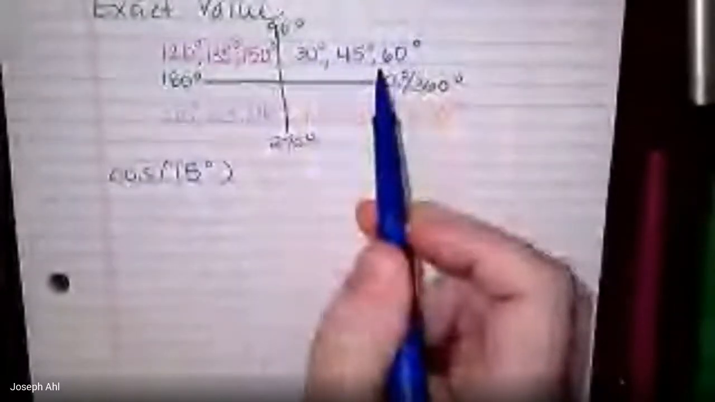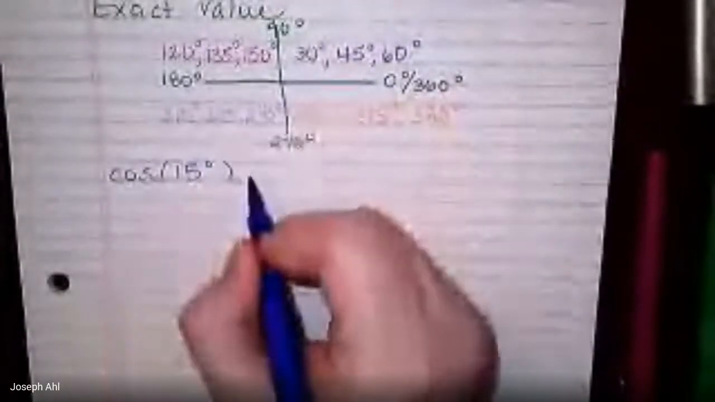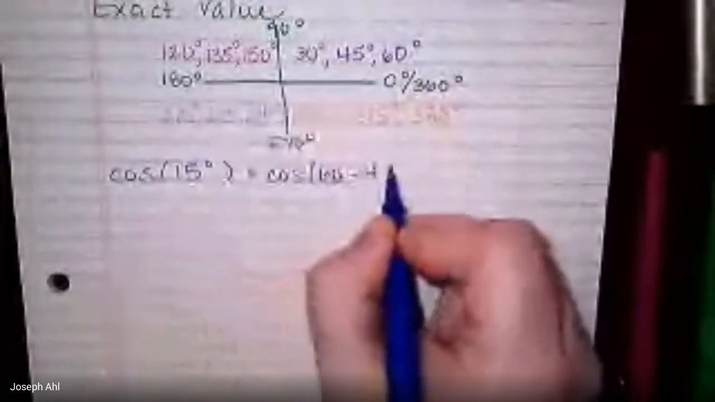Well, if we just even analyze the quadrant 1 angles, there's a couple different options, isn't there? We can do 45 minus 30, that would be 15 degrees. We can also do 60 minus 45. That would give you the same result of 15 degrees. So what I'm going to do is I'm going to rewrite this as cosine of 60 minus 45.